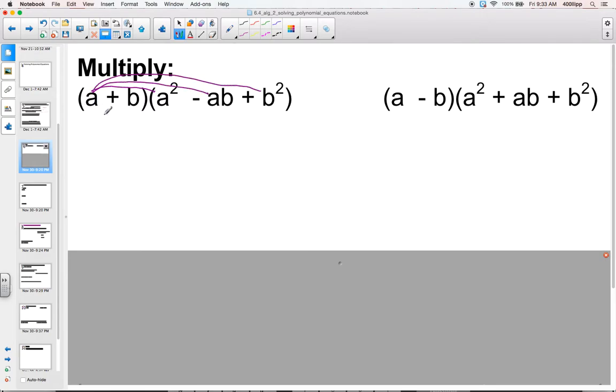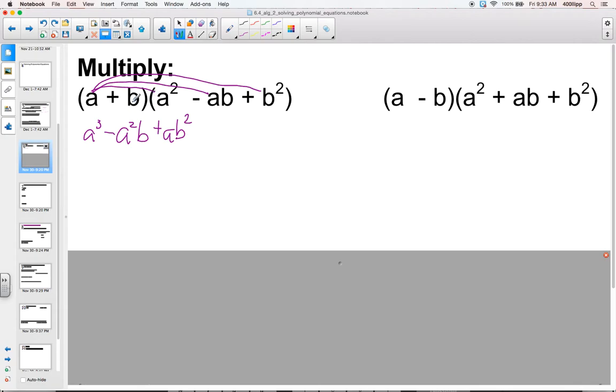So multiplying in your a, we have a times a squared is an a cubed. We know that when we're multiplying and we have the same base, we keep the base and we add the exponents. 2 plus 1 is a 3. Minus, we have negative ab times a is an a squared b, and then plus ab squared.